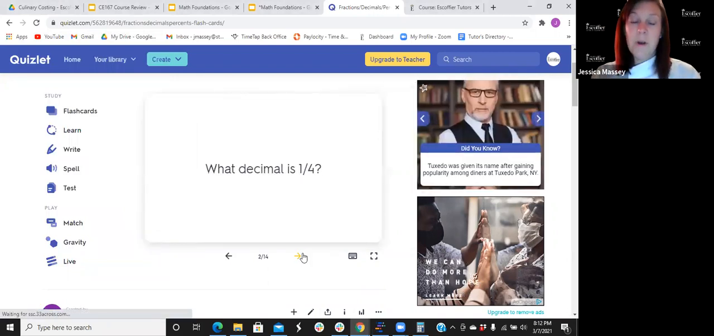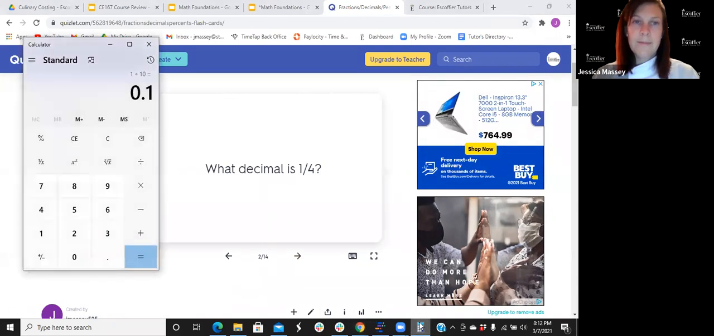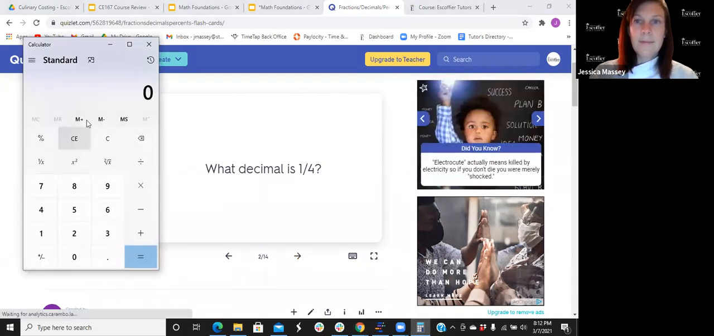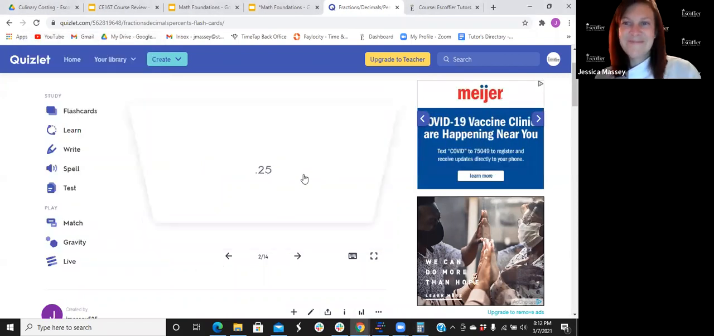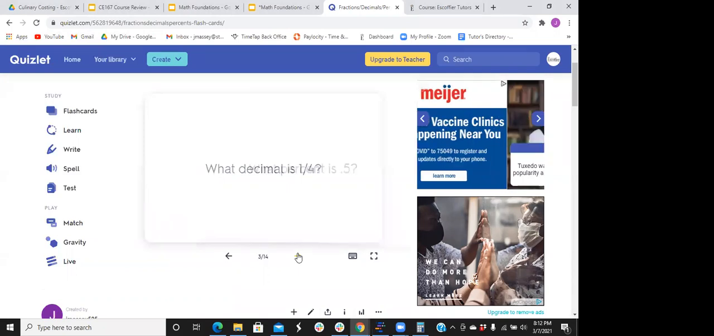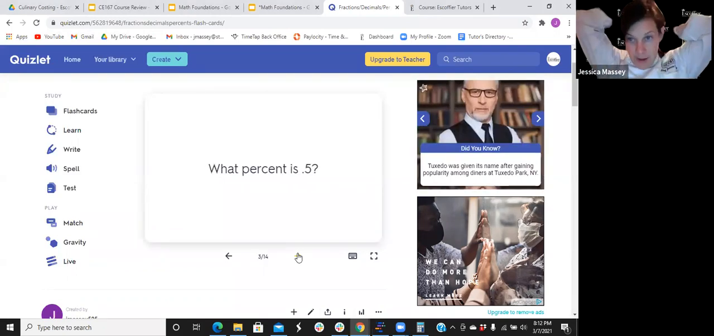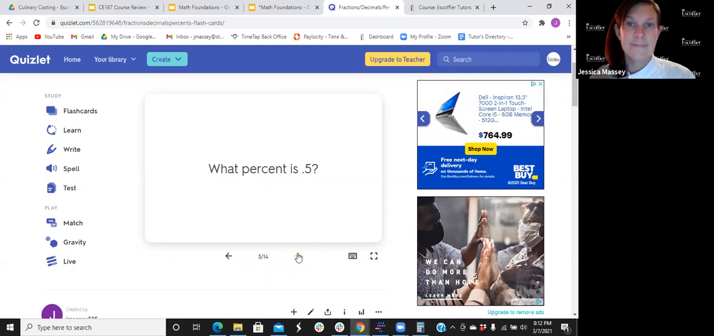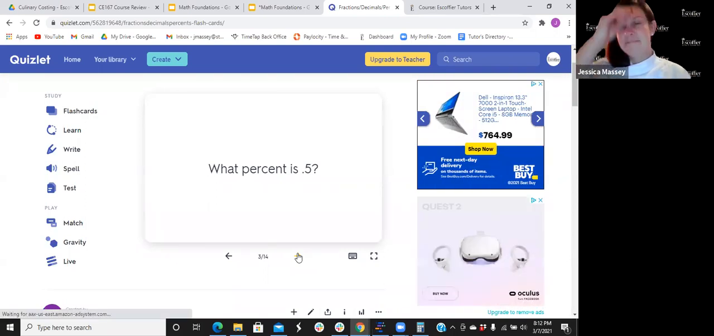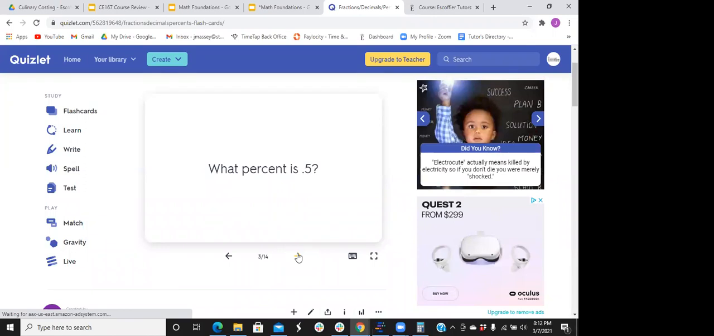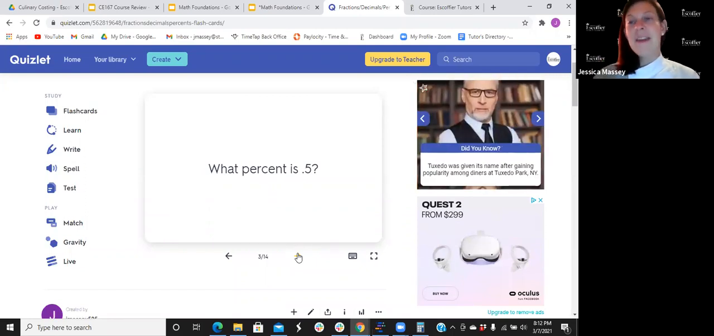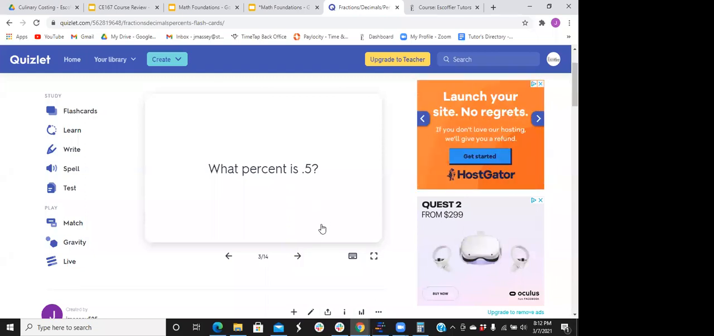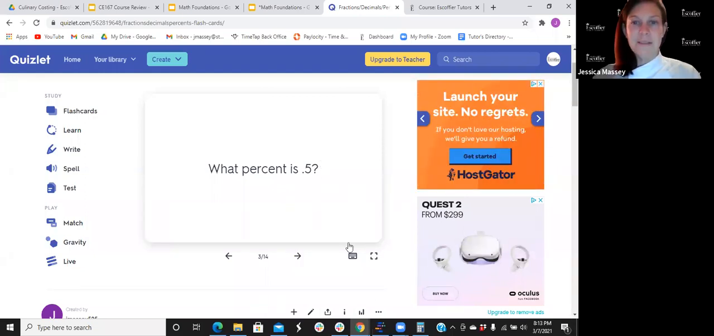What decimal is 1/4? 0.25. Yeah. Nice job. How about what percent is 0.5? 5%. 60%. I think I heard some right answers, some wrong. It would be 50%. Yep. Because there would be a 0 at the end. Perfect.